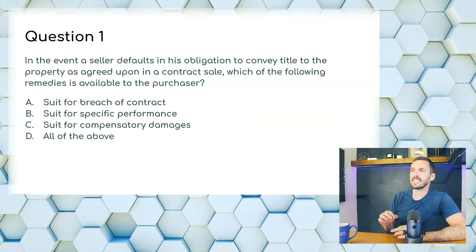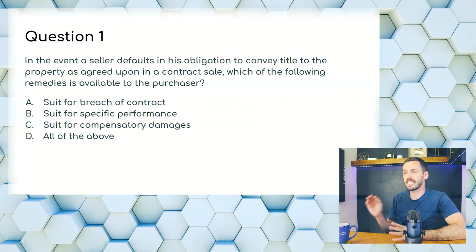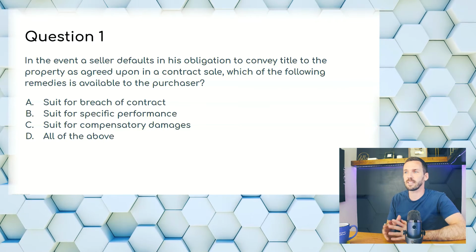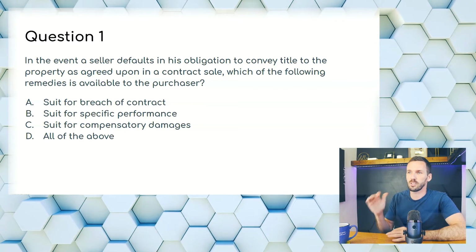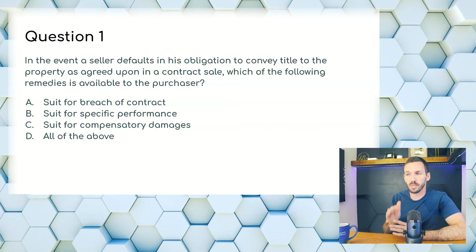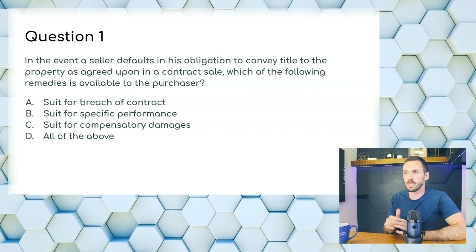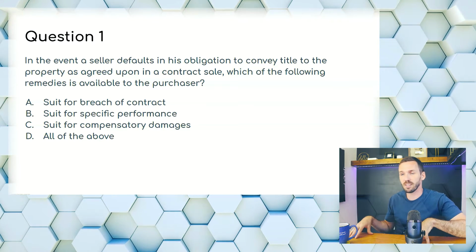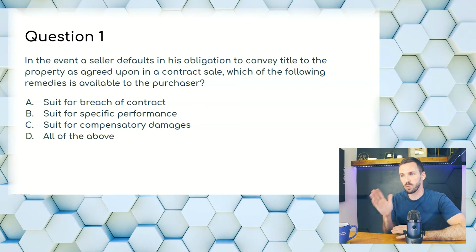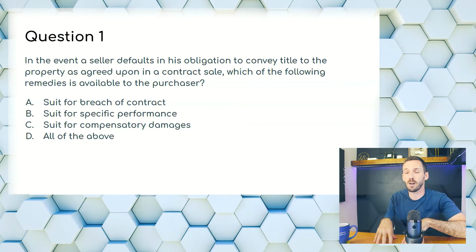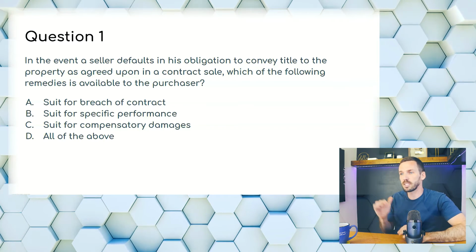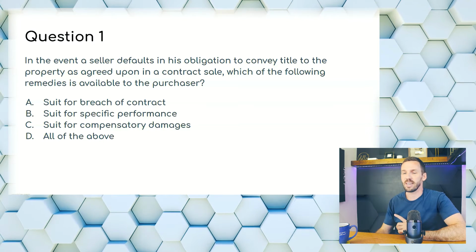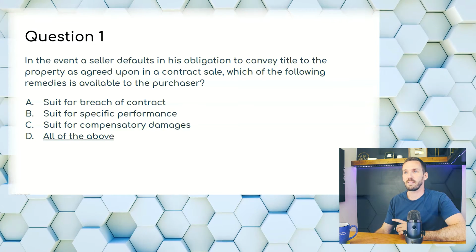Question 1. In the event a seller defaults in his obligation to convey title to the property as agreed upon in a contract sale, which of the following remedies is available to the purchaser? Suit for breach of contract, suit for specific performance, or a suit for compensatory damages, or all of the above. A term you'll probably hear a lot in this class is specific performance, which means that the seller has to perform the contract if sued. But a breach of contract and compensatory damages can also be required. The answer here is D, all of the above.